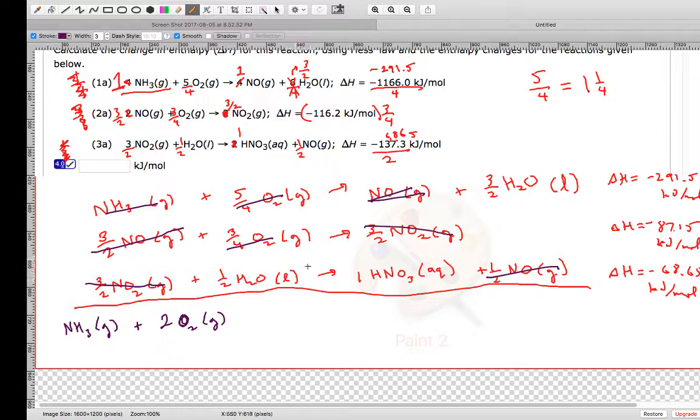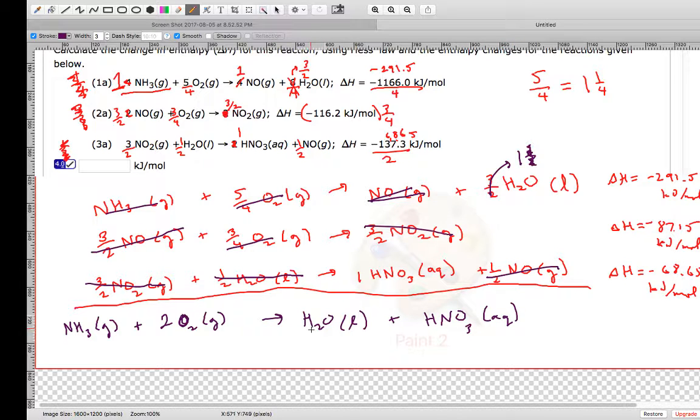I got half a water. I got 3/2 water. Okay, here's a problem here. I have half a water here, but 3/2 water. So this half of water is only going to cancel with half of these. 3/2 means 1 1/2. So that half is canceled with this half of water. 1 water remains. Okay? So draw the arrow. 1 water remains. So that's H2O, liquid. And this HNO3 remains. HNO3, aqueous.